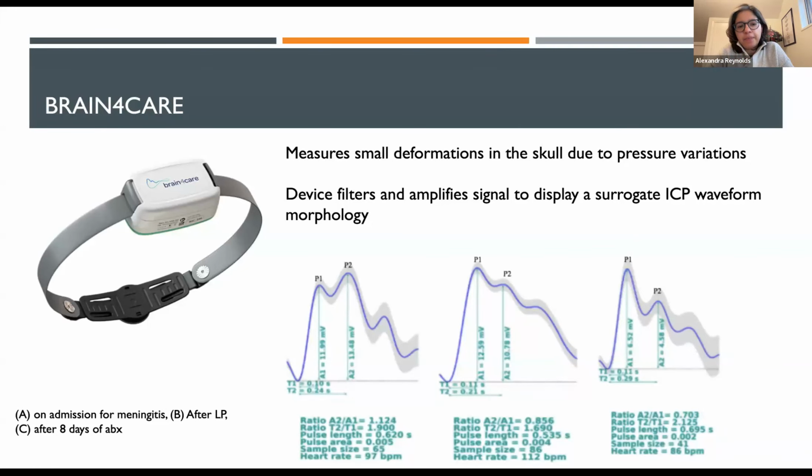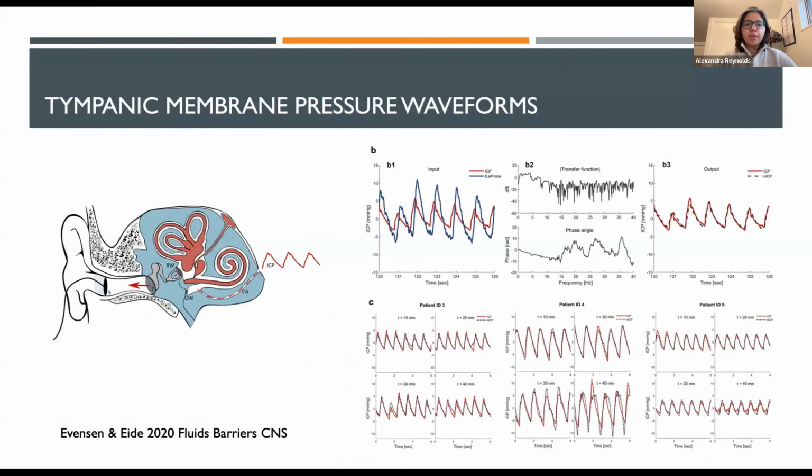And so, this is not something to be used in small children yet. And then the other cool technology that's coming out is tympanic membrane pressure waveforms. And so really, you put these measuring things in the canal, and it looks like the patient is listening to tunes. And what it's really doing is measuring the movement of the tympanic membrane.